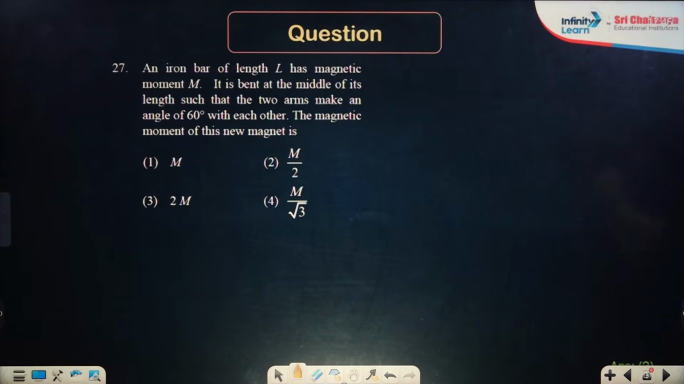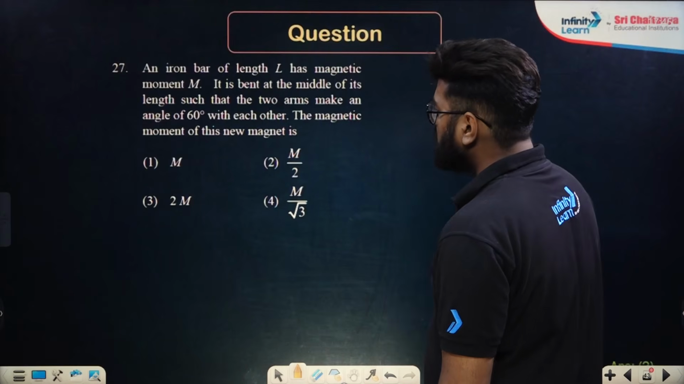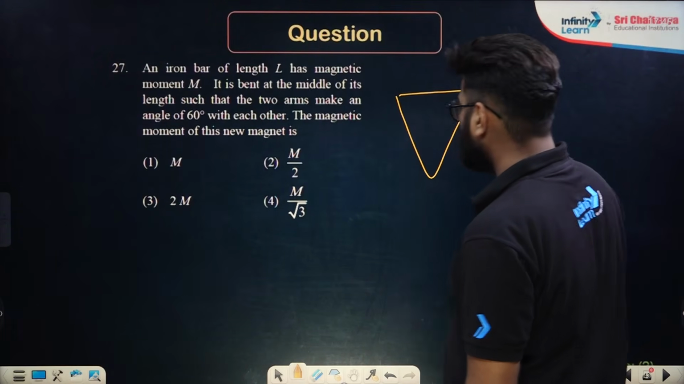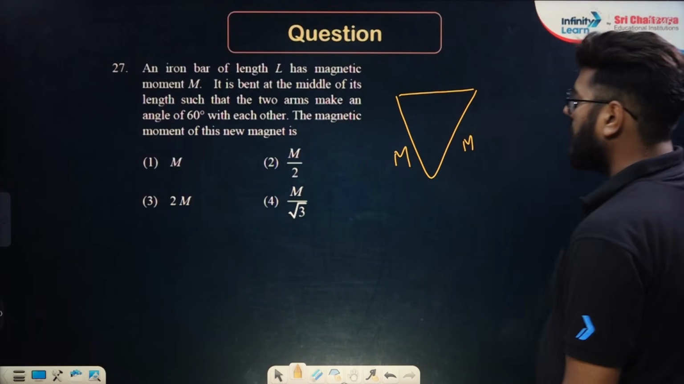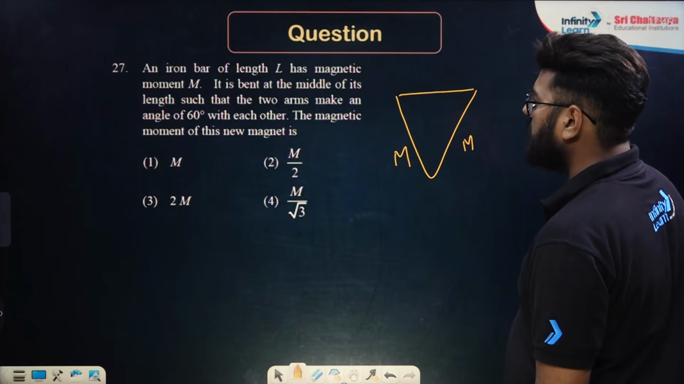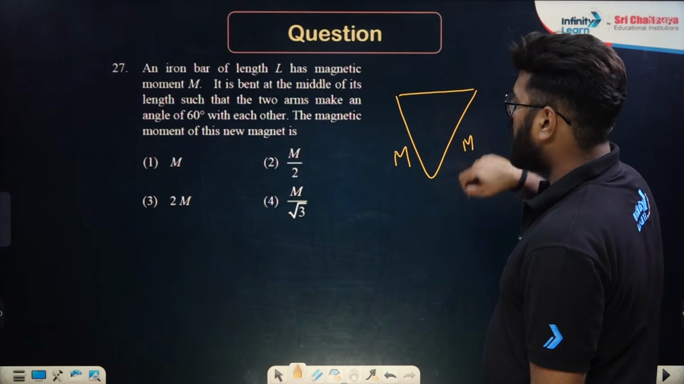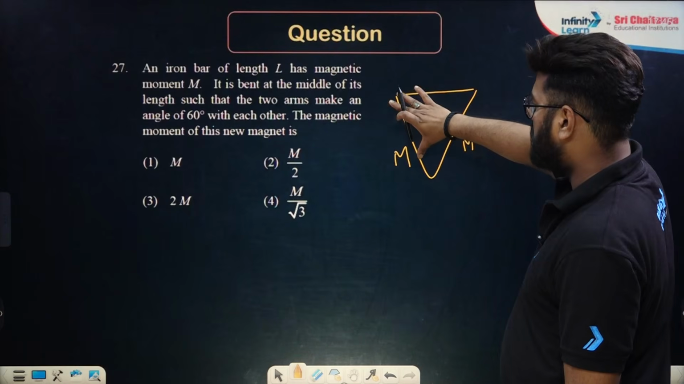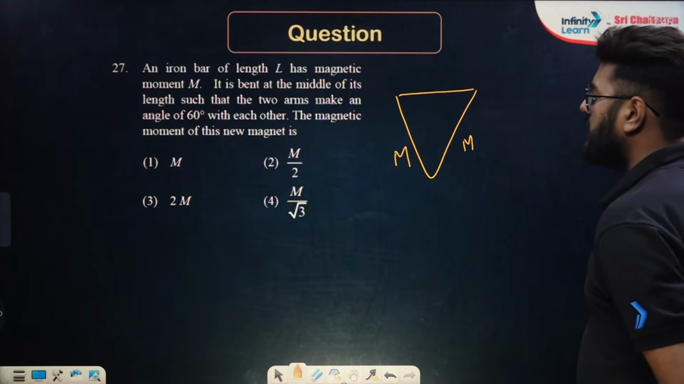An iron bar of length L has magnetic moment M. It is bent at the middle of its length such that the two arms make an angle of 60 degrees with each other. The magnetic moment of this and this is going to be straight away, M is over here, M is over here, right? So the net resultant has a magnetic moment of this much. So the charges are going to be that only, and how much will be the length? So this is L, this is L.